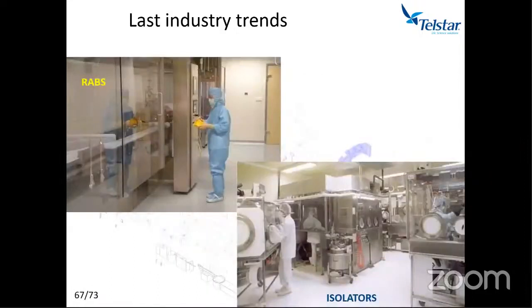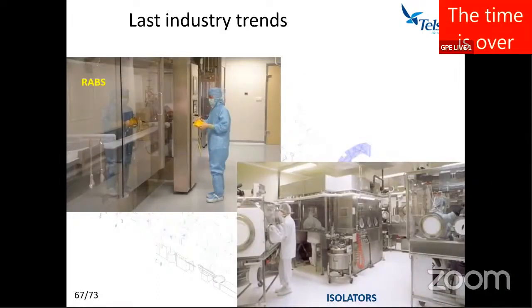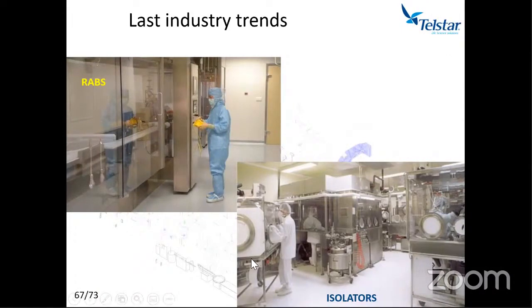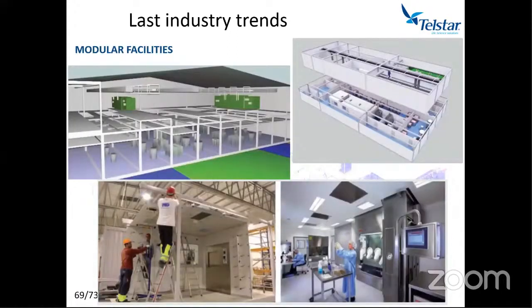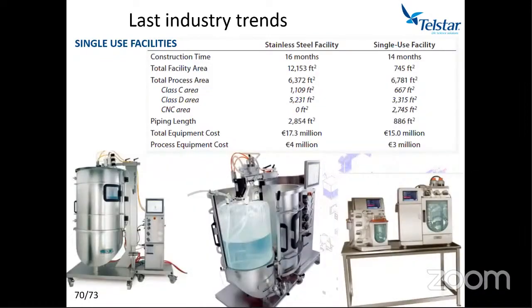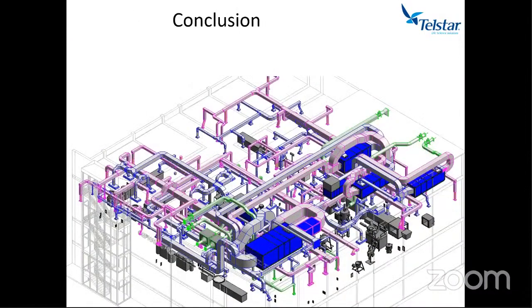As I said, we get people out of the process. So restricted access barrier systems or isolators. This is very common now, more than the classical clean room. Automatic loading systems, always for lyophilizers, are used more and more. Modular facilities, if possible, and also in existing facilities, we work leaving always some room for enlargement in the future, so that we don't have to build everything from zero. Also, single-use facilities is something we are seeing more and more. And let's get to the conclusion.